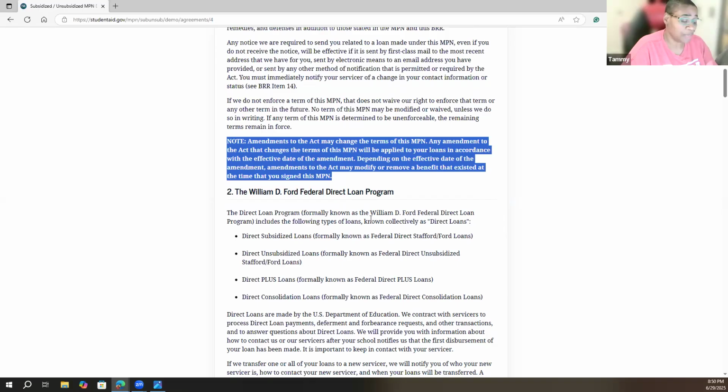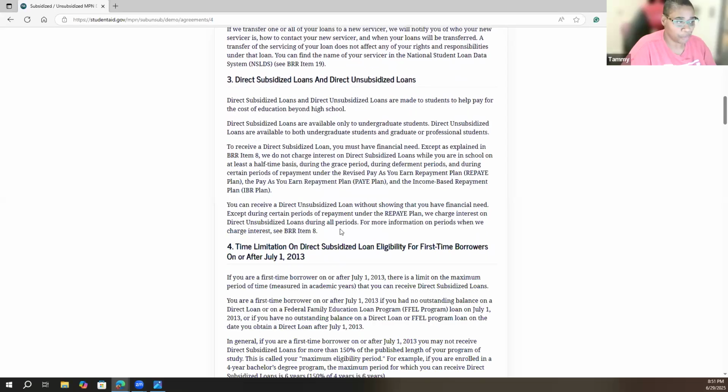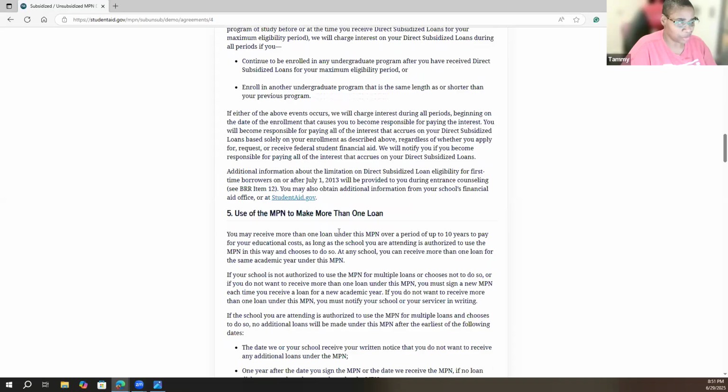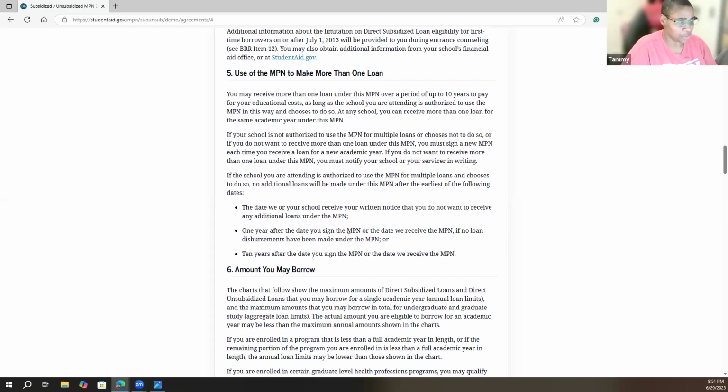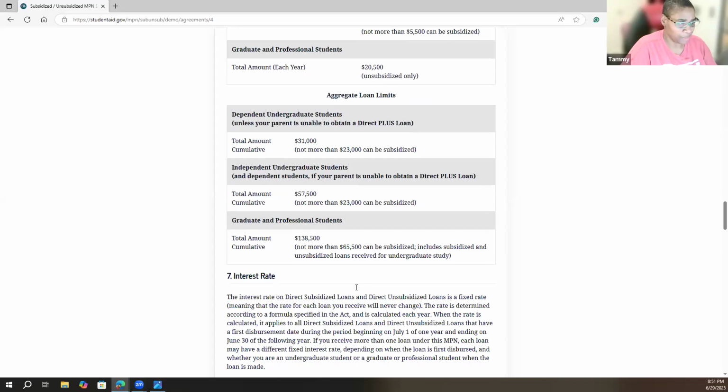So if you are someone who has students that are entering into college, it's important that they understand what they are signing up for, so you're not going into these things blindly, not knowing what you signed up for. More or less, this talks about more information about the amounts that you can receive, all of that information. You can go back and read that.